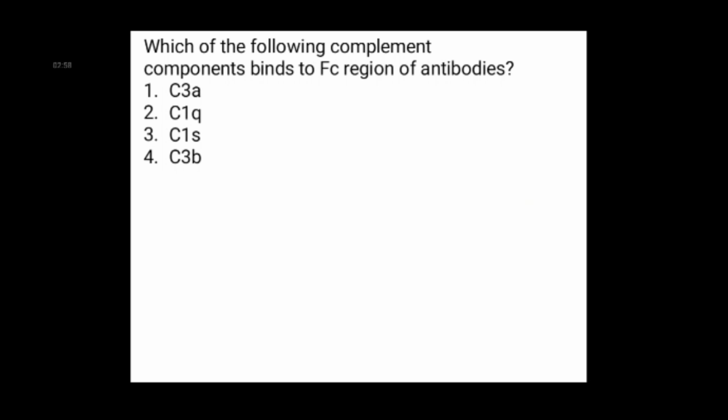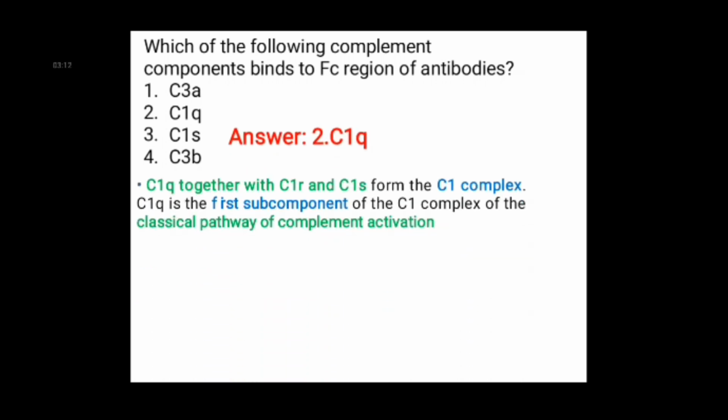Next question. Which of the following complement components binds to Fc region of the antibodies? Option 1, C3a. Option 2, C1q. Option 3, C1s. Option 4, C3b. And the correct answer is option 2, C1q.